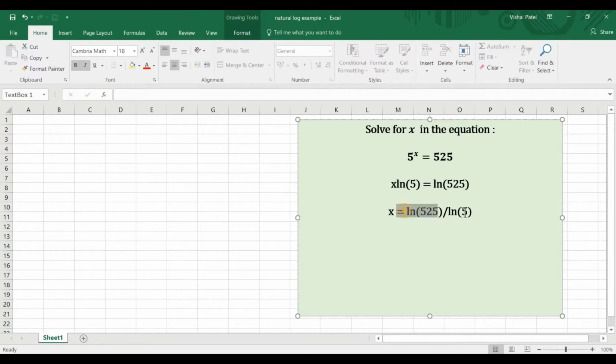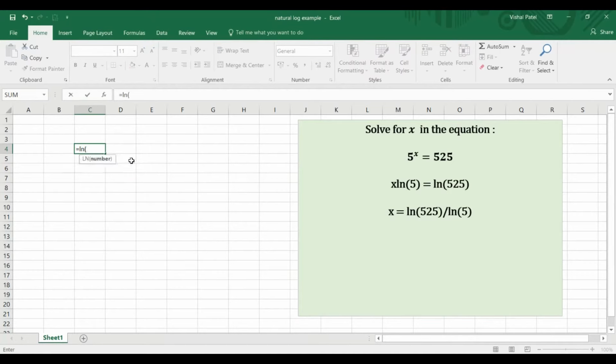So now we basically want to compute this within Excel. We can use a formula in Excel, ln, which returns the natural log of a number. So if we do ln 525 divided by ln 5, this should be our value for x.